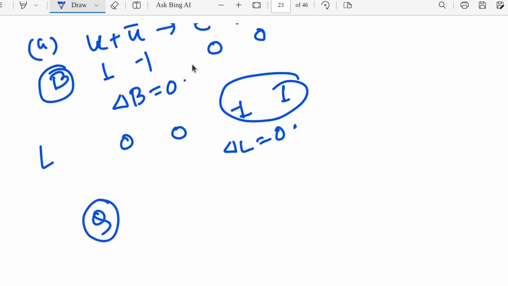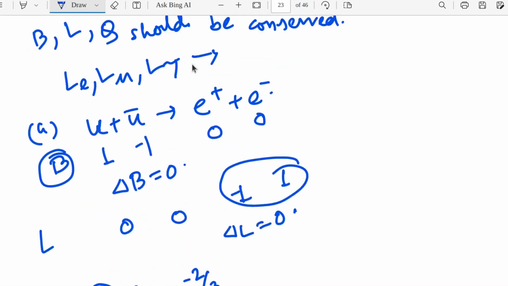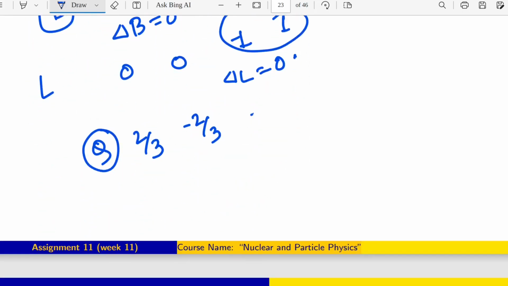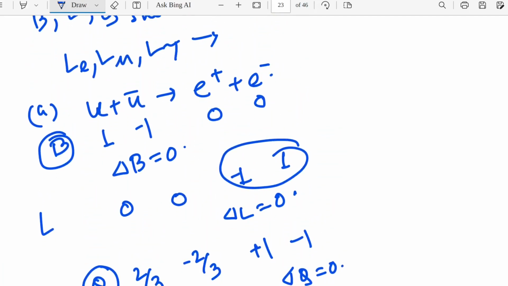Okay, so what was that? U plus U bar: U means 2/3, U bar means -2/3. E plus E minus: plus 1, minus 1. So as a whole, delta Q is 0. So from that first expression, you can see that B, L, Q all are conserved in that expression.